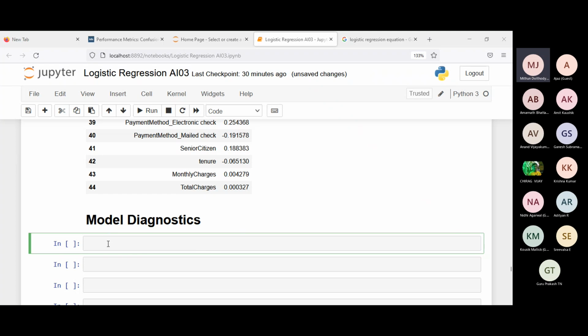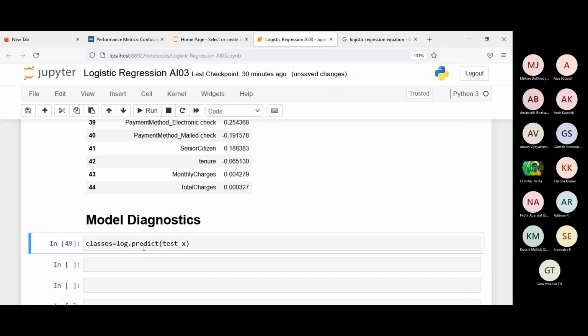So to generate the model diagnostics, what we'll first be doing is using log.predict. Log is short form for logistic. We have used log.fit and log.coefficient, and now log.predict. Predict on what? Predicting on the test data set.